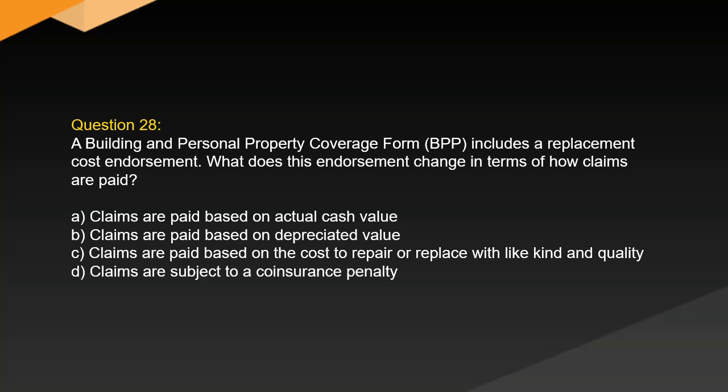Question 28. A building and personal property coverage form, BPP, includes a replacement cost endorsement. What does this endorsement change in terms of how claims are paid? A. Claims are paid based on actual cash value. B. Claims are paid based on depreciated value. C. Claims are paid based on the cost to repair or replace with like kind and quality. D. Claims are subject to a coinsurance penalty.